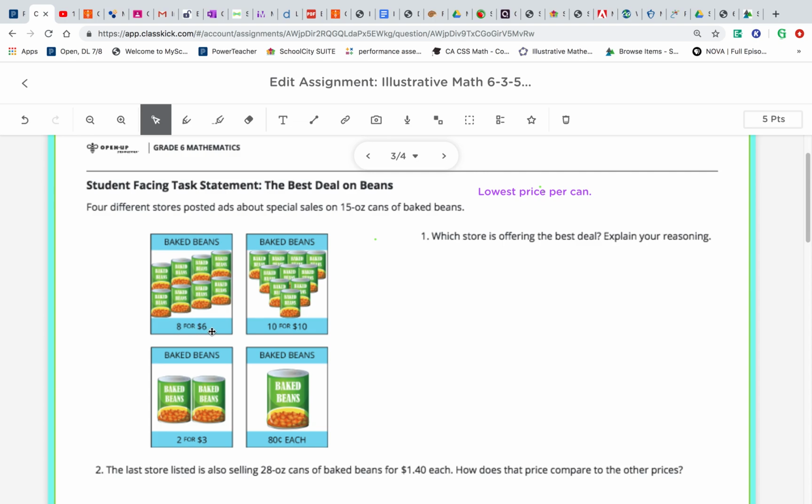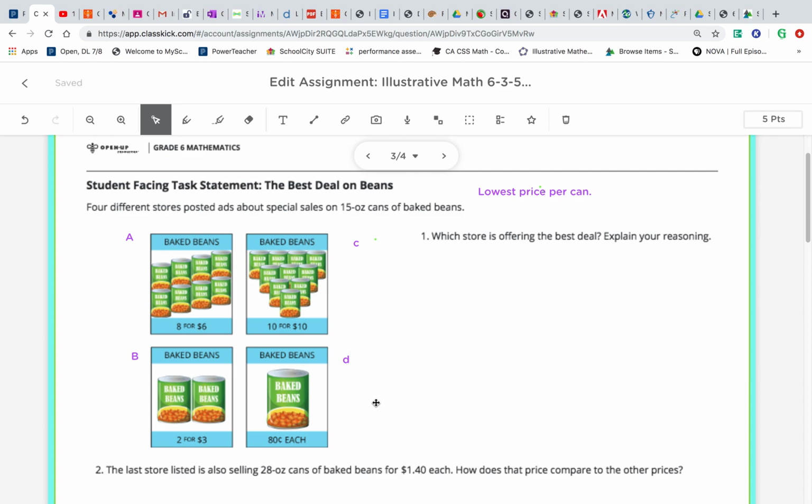The way we're going to think about finding that out is to look at the cost and the number of cans that we get for each deal. It may help you to label each of these. I'm going to label this A, and call this one B, and we'll call this one C, and this one D, so it's a little bit easier to tell which ones we're talking about.